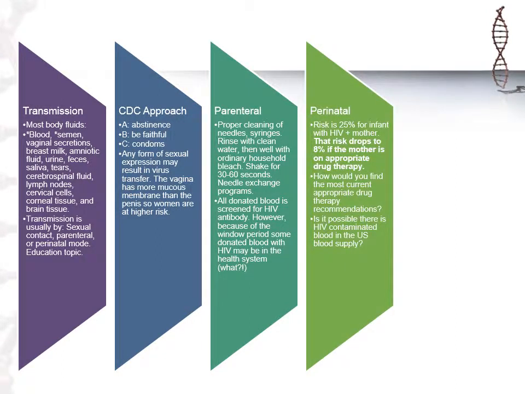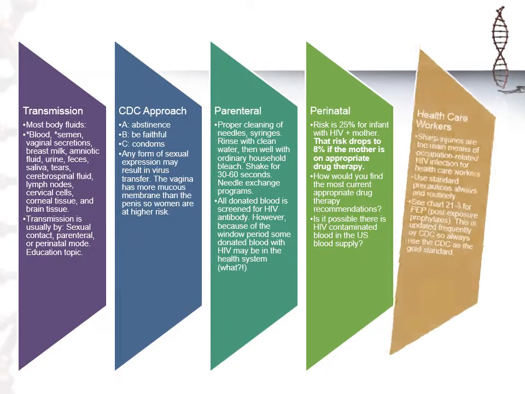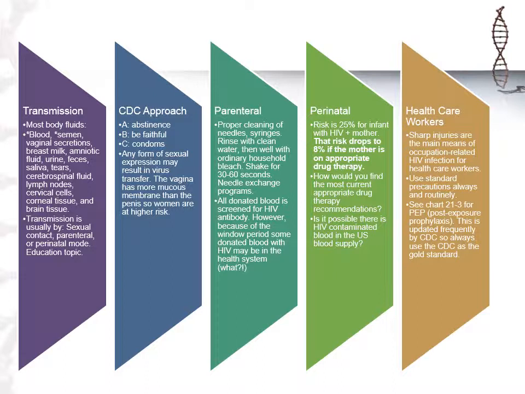There is a 25% risk for infants with HIV-positive mothers. That risk drops to 8% if the mother is on an appropriate drug therapy. Sharp injuries are the main means of occupation-related HIV infection for healthcare workers. You want to use standard precautions always and routinely. See Chart 21-3 for PEP. This is updated frequently by the CDC, so always use the CDC as the gold standard.